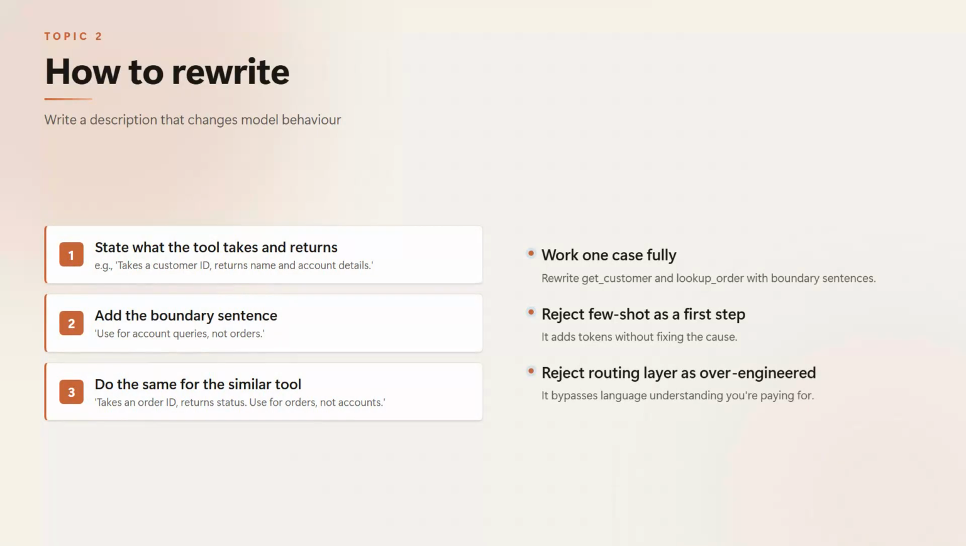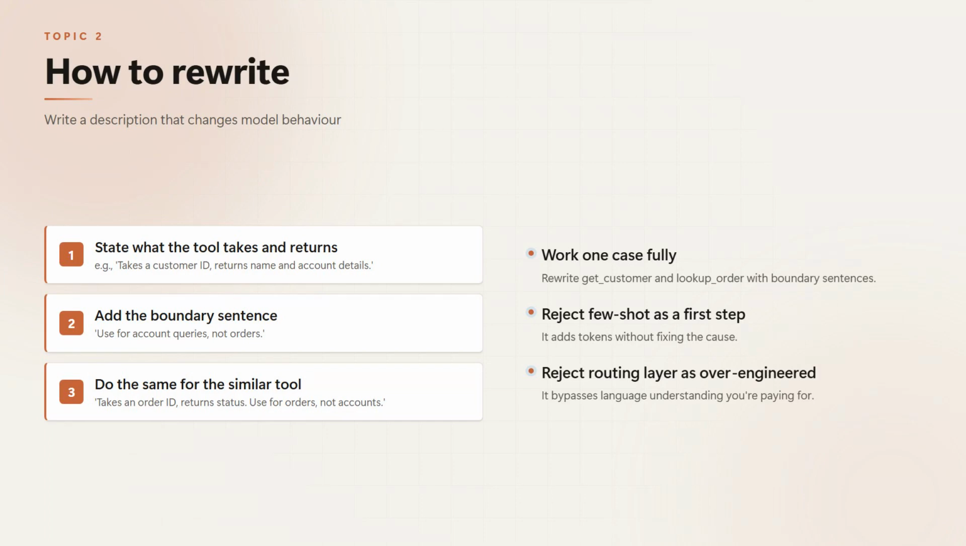Rewrite get customer to say takes a customer ID, returns name and account details. Use for account queries, not orders. Rewrite lookup order to say takes an order ID, returns status and items. Use for order queries, not account details. The boundary sentence is what prevents check my order from hitting the customer tool.